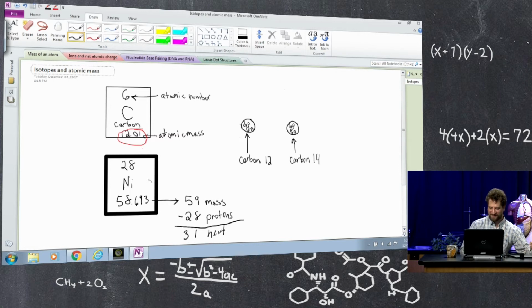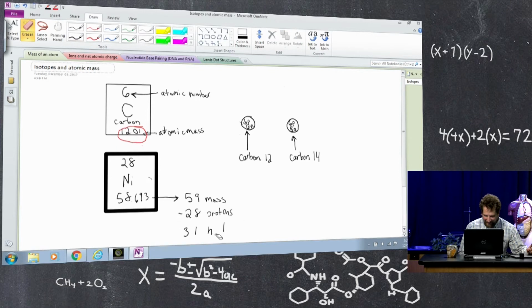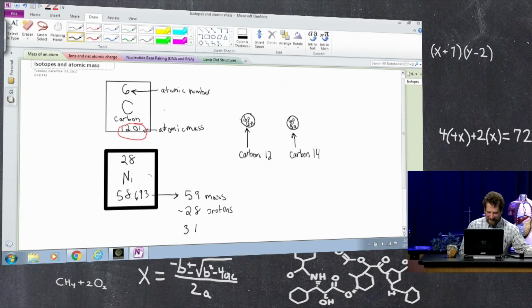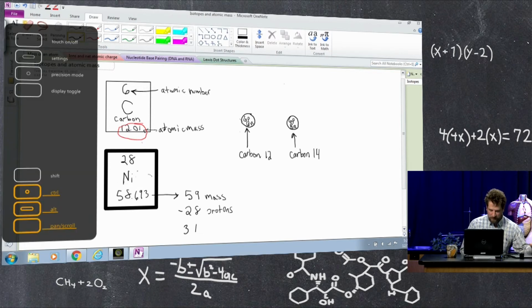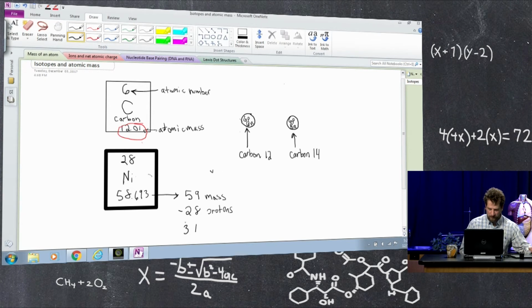neutrons. Oops. Hold on. Oh no. Hold on, folks. Having some trouble with my board. Okay, protons. Oh, there's my line.